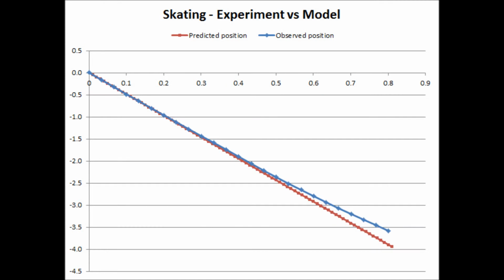Last but not least, this is a graph showing the predicted motion of the skate in red versus the Tracker observed motion in blue. What we are seeing is a pretty good agreement between the two data until about 0.4 seconds, when we see a deviation of the observed values from the predicted values in the model. And we can see that the displacement is getting smaller and smaller as the time goes on.